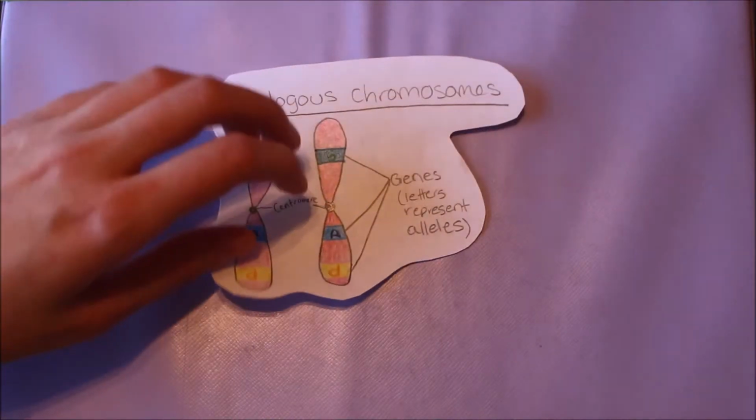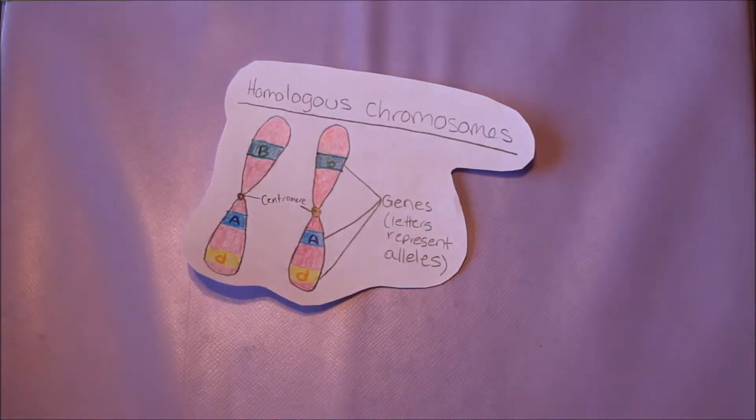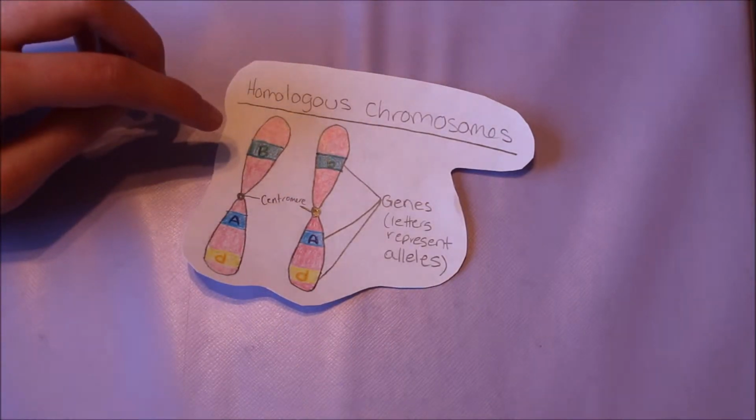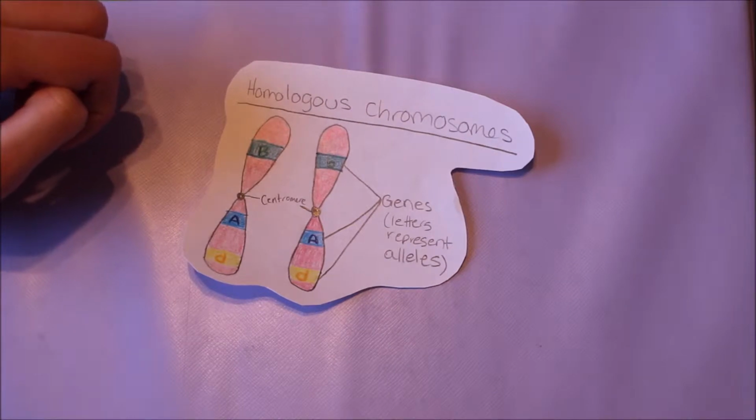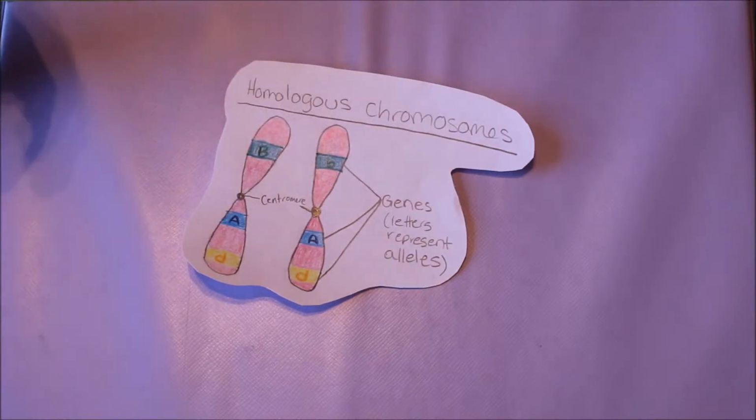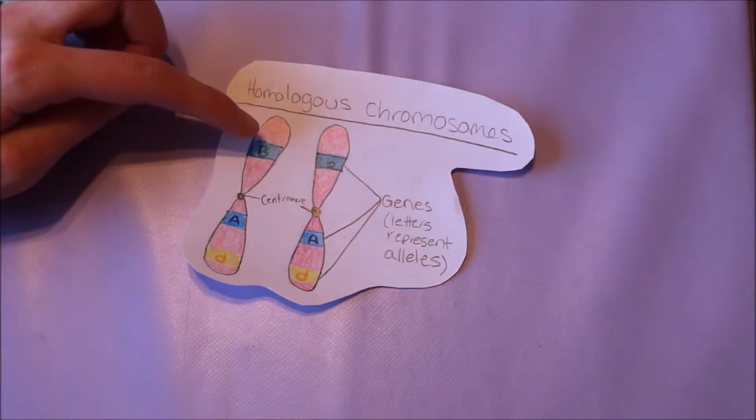Alright, let's take a look at what homologous chromosomes mean. Homologous chromosomes are similar looking, but they are not necessarily identical. They carry the same genes, which are the areas of DNA that contain specific genetic information, at the same location, or a more scientific term would be locus.